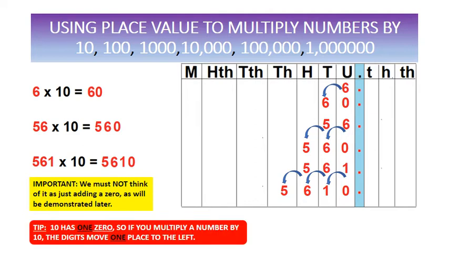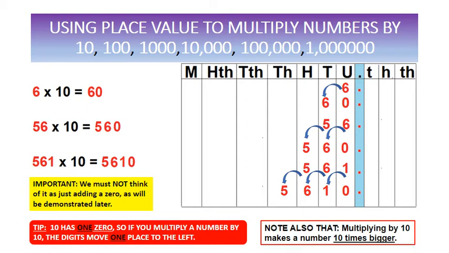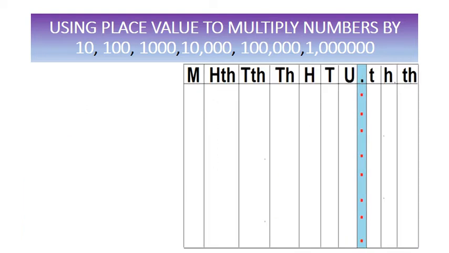And there's a really useful tip about this. If we're multiplying by 10, 10 has got 1 zero. So we move the digits one place to the left. So 1 zero, one place. Something else about this. When we're multiplying by 10, we're making a number 10 times bigger. And that's important to remember and to understand, and that will become clear later on.